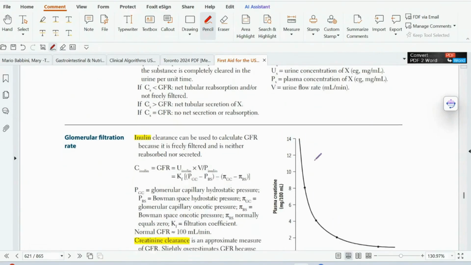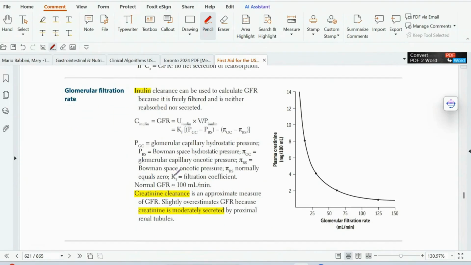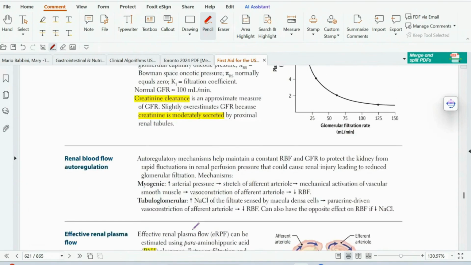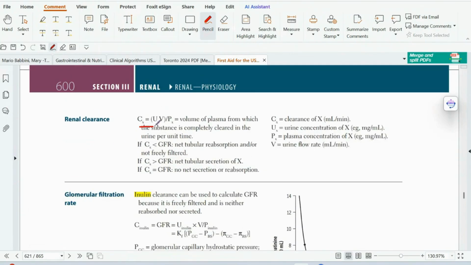Now, let's talk about all these different pressures and the clearance and stuff like that, because a lot of people get confused with creatinine versus para-aminohippuric acid or inulin and all of that, okay? So let's figure this out, right? Now, this formula that you see here, right?